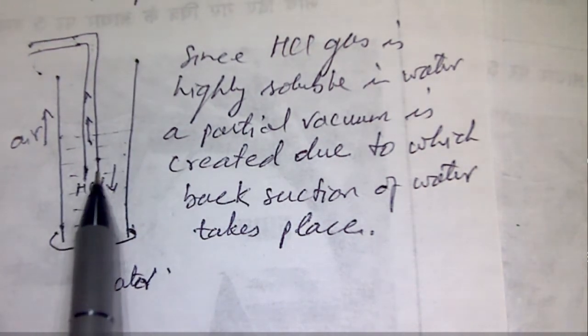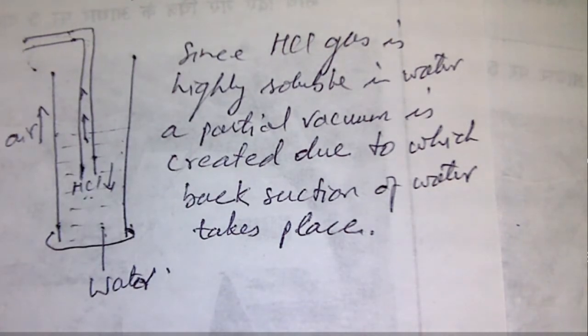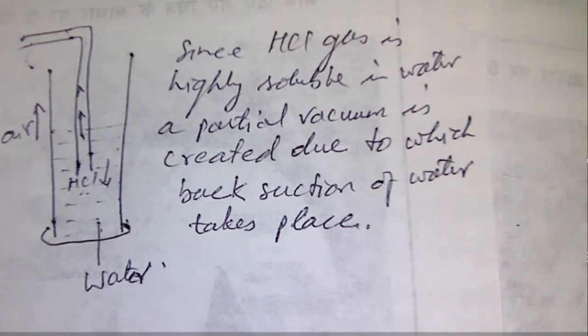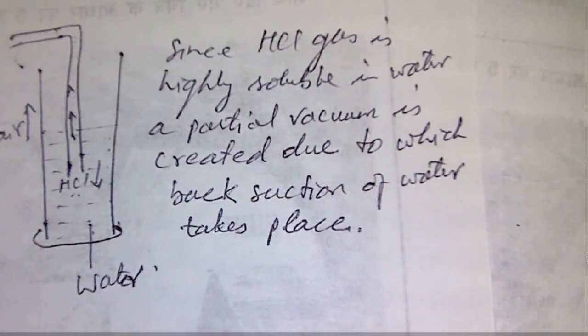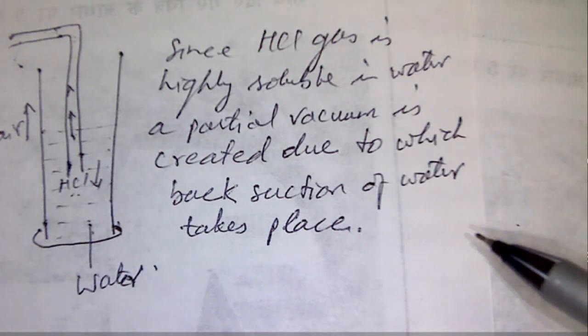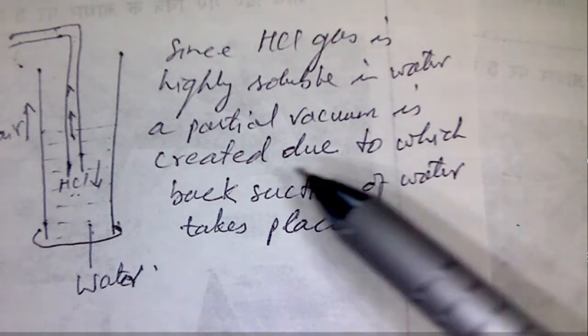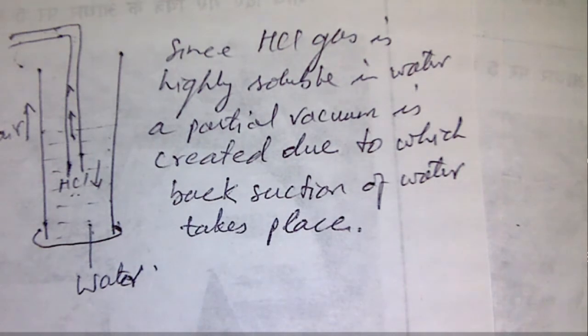So to avoid it, how can we avoid? For that, I'll give you a simple thing here. Have you all written this? A partial vacuum is created due to which, since atmospheric pressure is acting, this water will start moving upward, and that is called back suction of water. Due to this back suction, it may reach into the reaction mixture, so we have to avoid it.